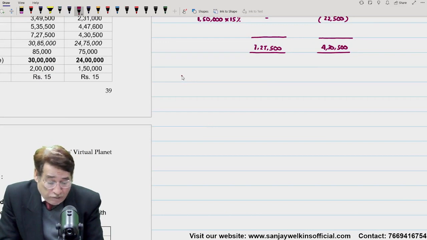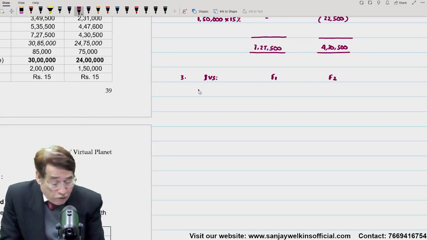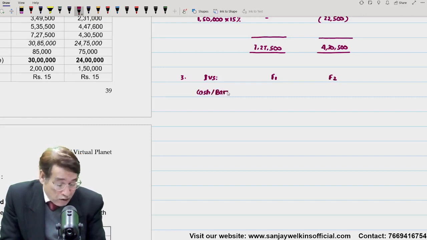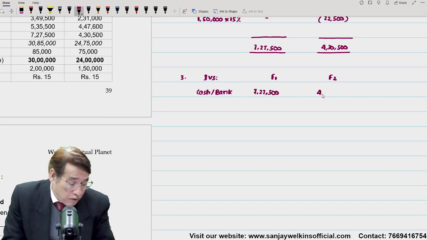Now under step number 3, I will write intrinsic value of share. Now we will compute the intrinsic value of share. F1, F2. Interesting question. So first of all, you will write here cash balance. Now cash bank balance you have just computed. That is equal to 7,27,500. And that is equal to 4,30,500.